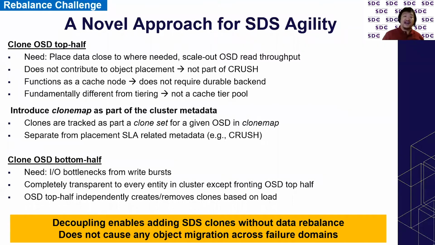It also functions as a cache node. As I said earlier, it does not require a durable backend, which gives us a lot more flexibility. When you have a container management framework, if you have free resources and you want to scale this up to satisfy your client node, you can do that without worrying about having a durable backend there for you. This is also fundamentally different from tiering because it works with a different mechanism. It doesn't provide a cache tier pool like what Ceph has in cache tiering.